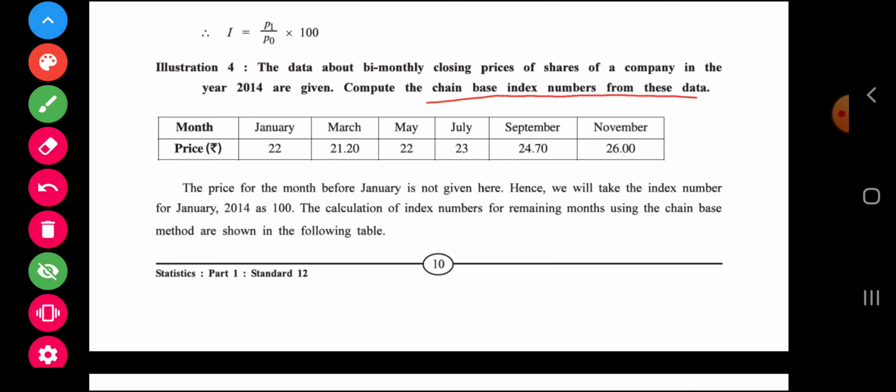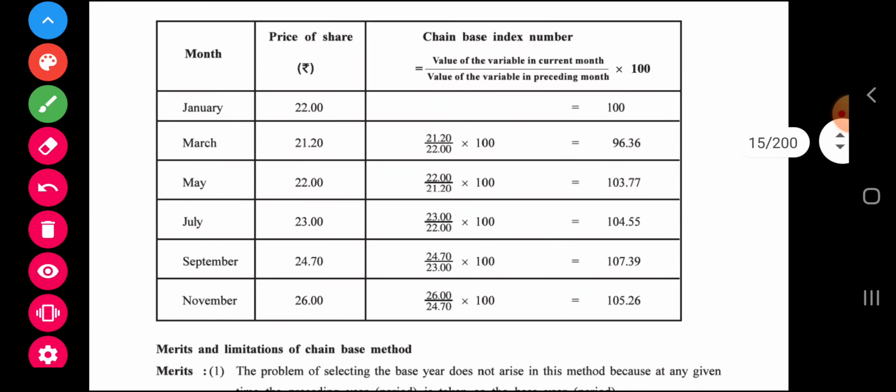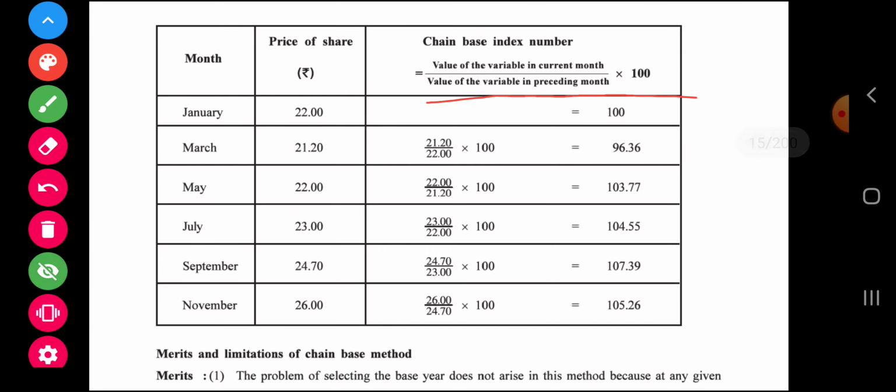So like the previous fixed base method, we will prepare a table with 3 columns. You can see the solution. First, the month is given to you, that you will write as it is. Then price of share, write as it is. Now CBI, chain base index, so value of variable in current month, that is called P1, and of preceding month, that is P0, multiplied by 100.